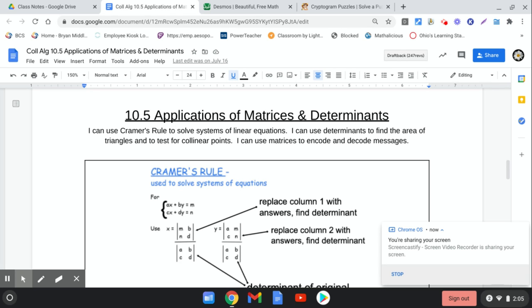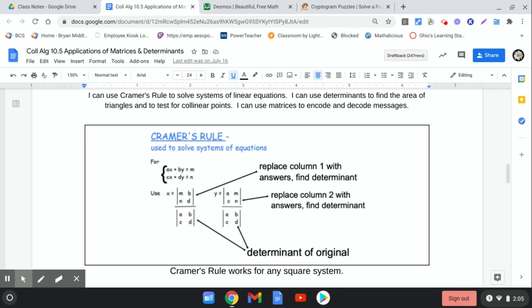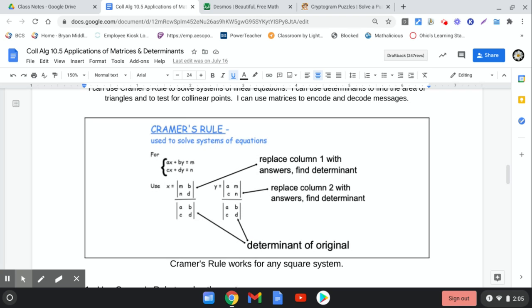In lesson 10.5, we're going to talk about some applications of matrices and determinants. So just some different things we can do with them. The first one we're going to look at is called Cramer's rule. Cramer's rule uses determinants to solve a system of equations.